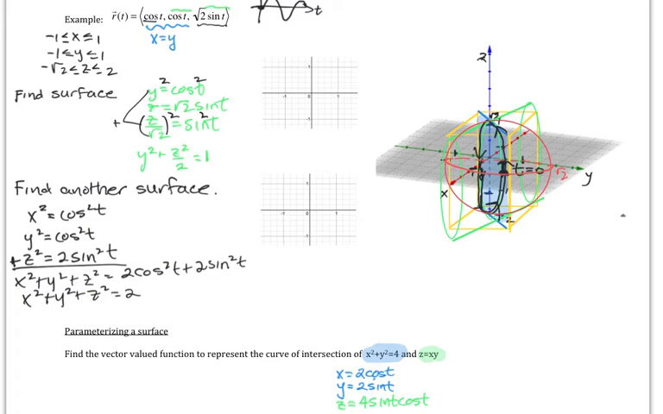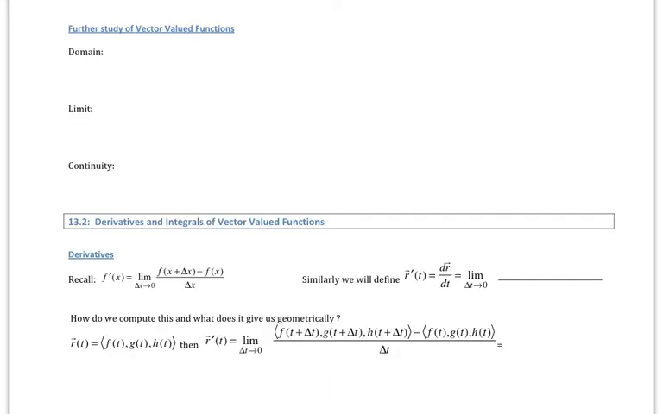So there's a couple problems like that in this section. We really aren't going to revisit this until the very end of the course. So it's your first introduction to this, but we're going to come back to it near the end of the course. One other topic in section 13.1, we've learned about these new kind of functions, vector-valued functions.